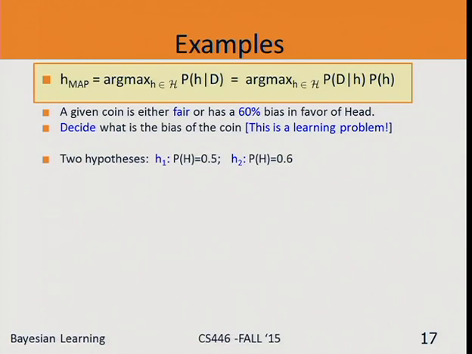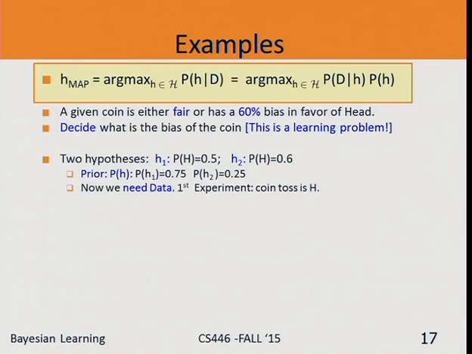Now I have to follow the Bayes rule. I'm going to assume a prior. Okay? Let's assume that my prior is H1 is 0.75, H2 is 0.25. So I think that the coin is biased. Is fair, sorry. Right? H1 is 0.75. And now I do an experiment. I toss a coin. First experiment, I got H. Now let's see what happens. What does Bayes' rule tell us?